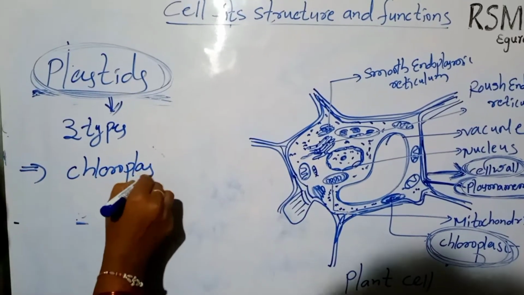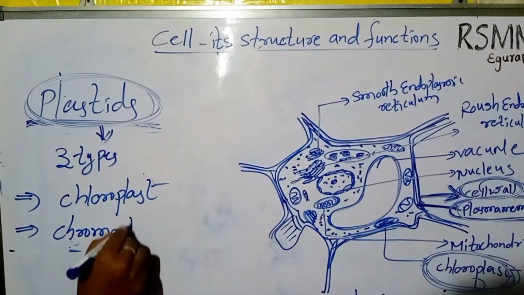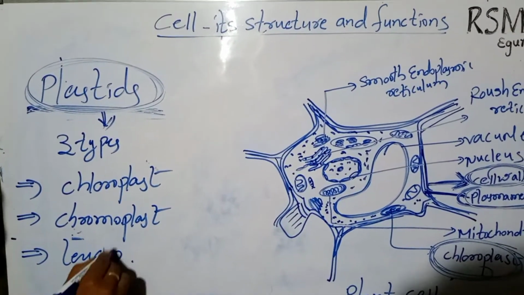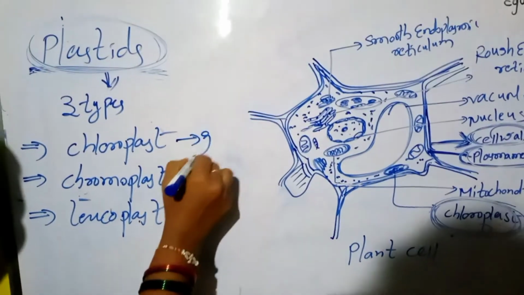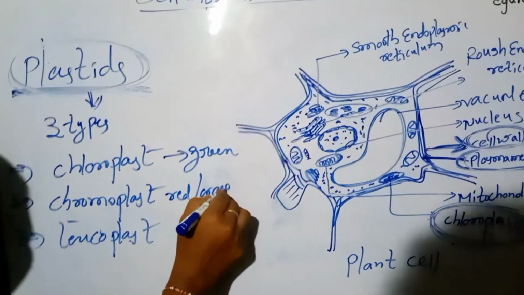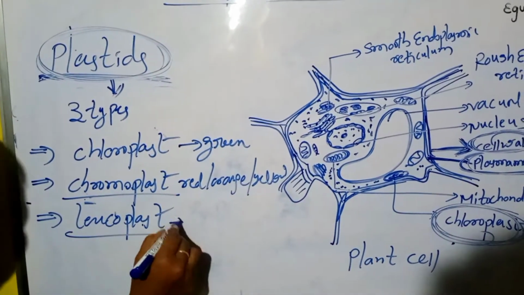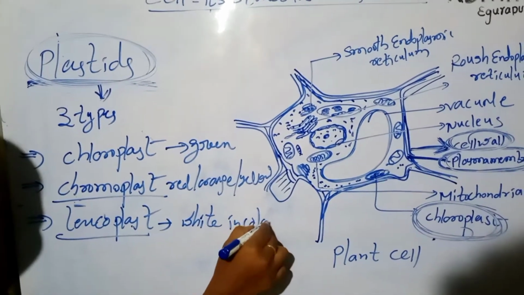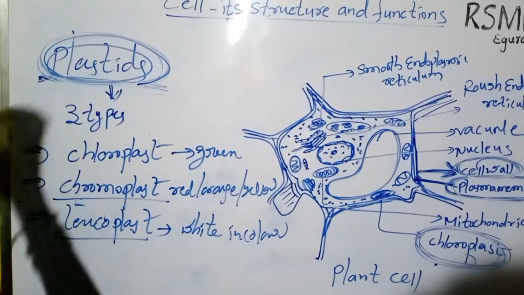Chloroplast, chromoplast, leucoplast. Chloroplast is green in color. Chromoplast is red or orange or yellow in color. Leucoplast is white in color. These are 3 types of plastids.